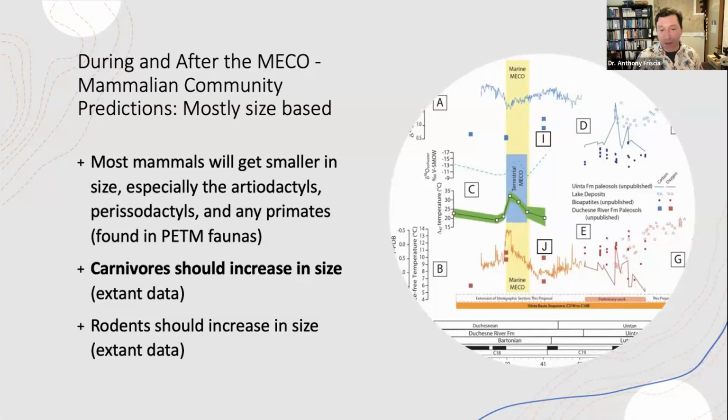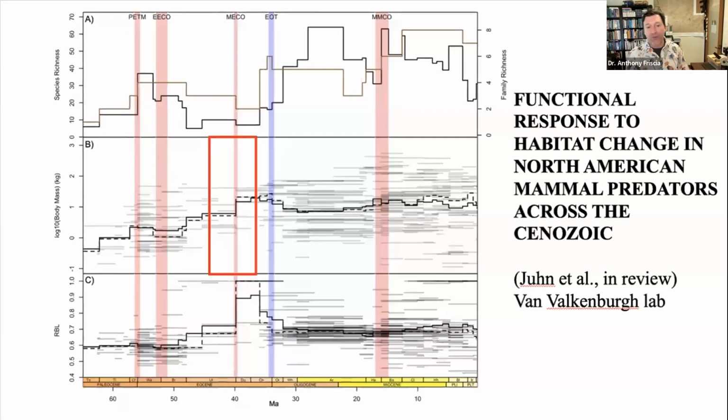And it turns out that we are actually starting to get some data that sees this. And this actually comes out of some work that's being done in the lab of my PhD advisor. I got my PhD here at UCLA under Dr. Blair Van Valkenburg in the Department of Ecology and Evolutionary Biology. And she has a grad student right now who's working on broad trends in carnivores across this whole period of time. And one thing that we see is we do see an increase in size in carnivores that's associated with this event.